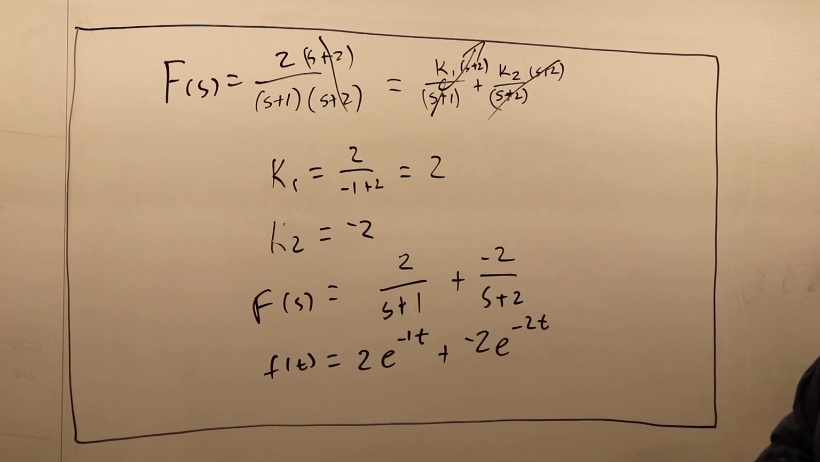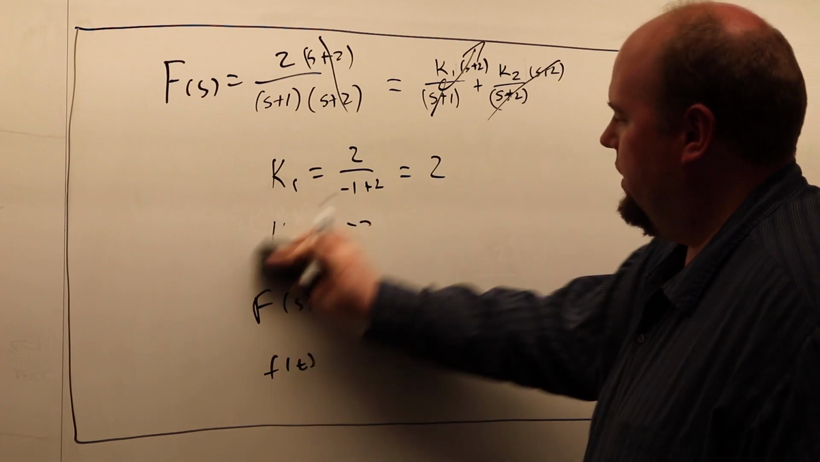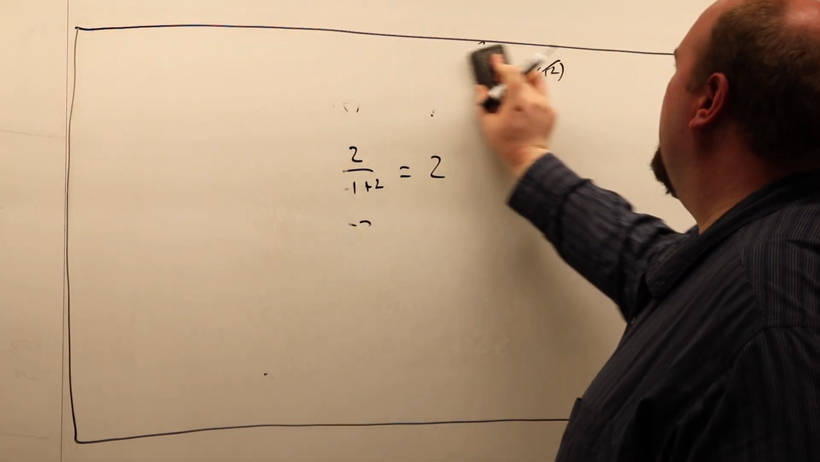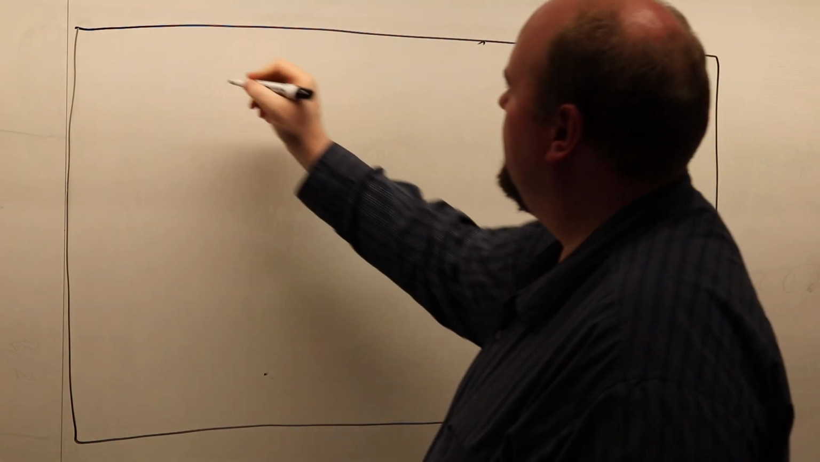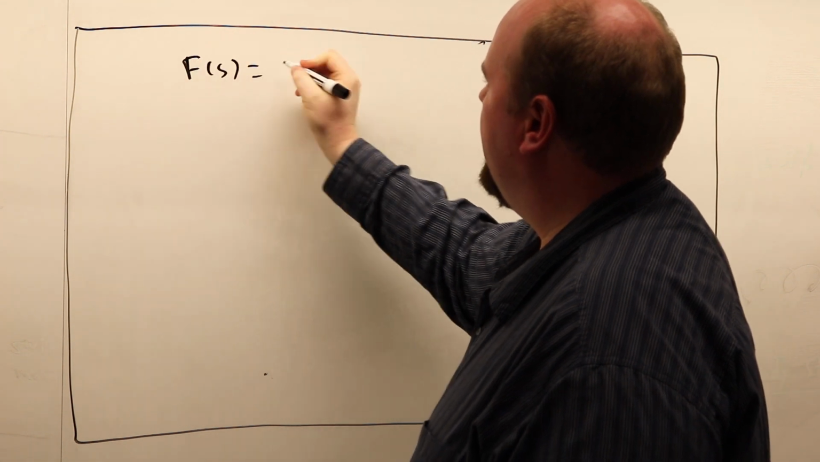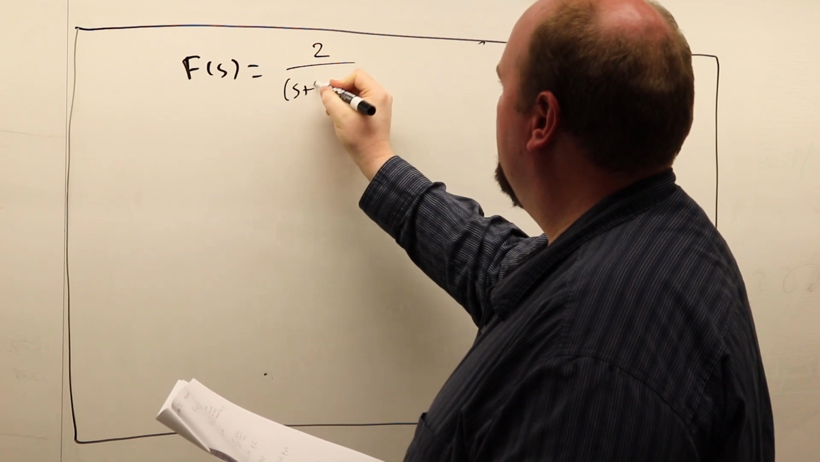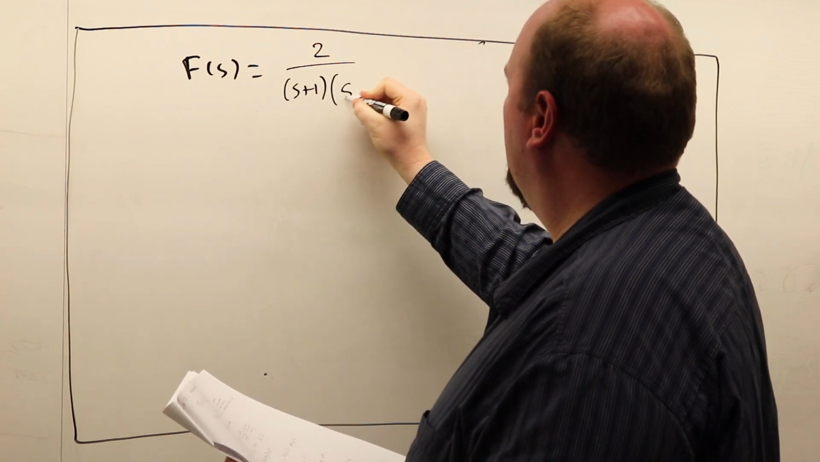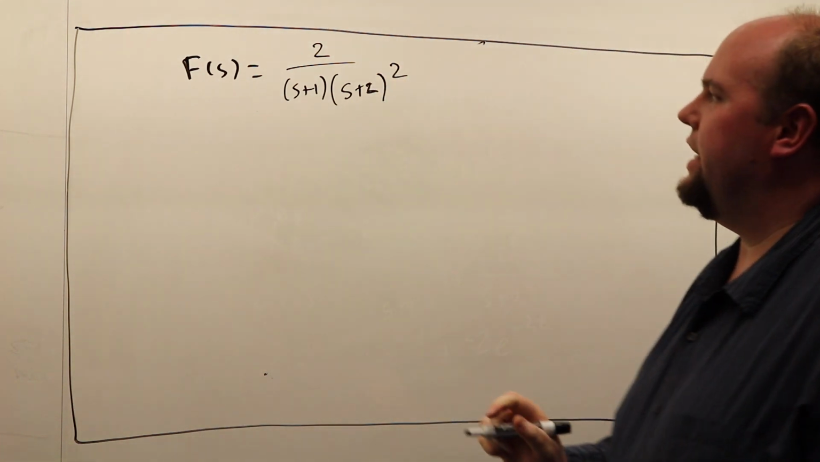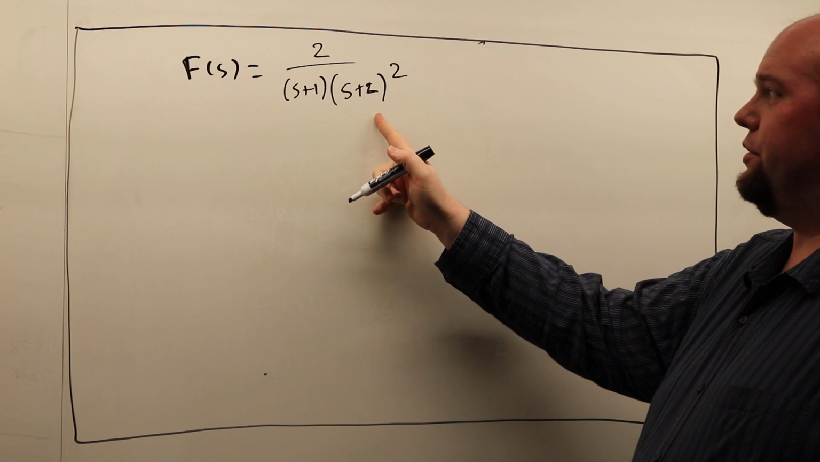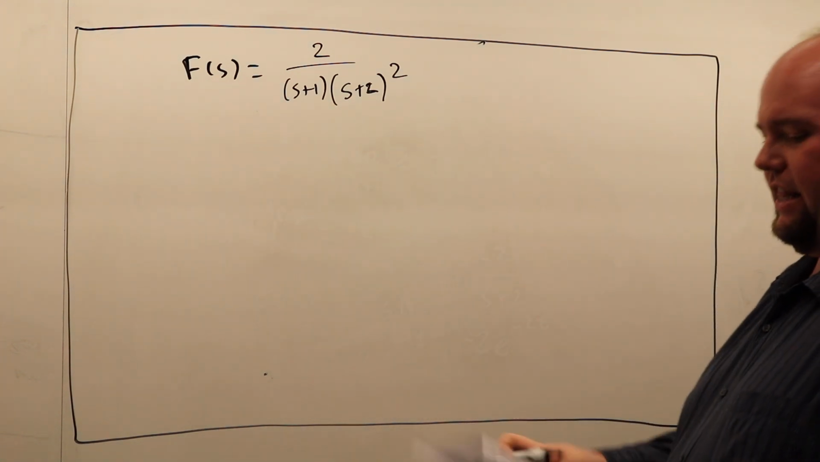Okay. The next example is the example for repeated roots. We're going to do another equation example here. F(s) is equal to 2 over (s plus 1) times (s plus 2) squared. So clearly here we have a repeated root of negative 2. We have a root of negative 1 and a repeated root of negative 2. So how do we analyze this situation?